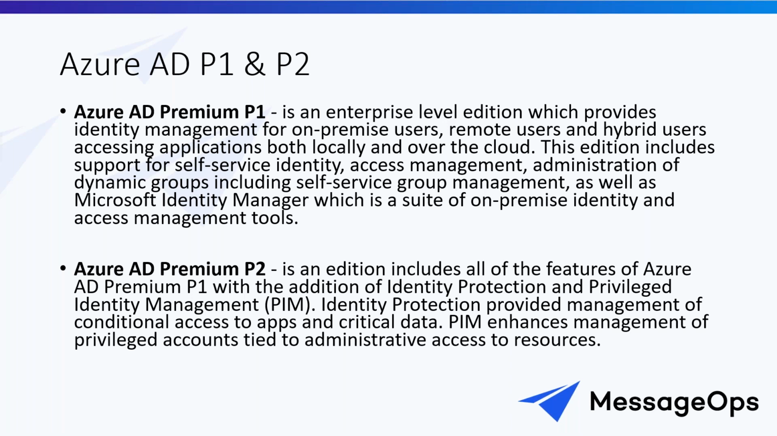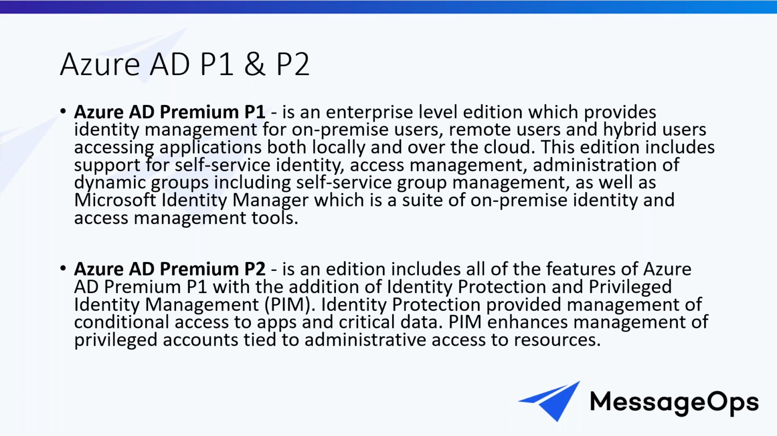Well, here you go. And this is where we're going to do the breakdown right here of Azure P1 and P2. So Azure AD Premium 1 is the enterprise level edition, which provides identity management for both on-prem users, remote users, and hybrid users, accessing applications both locally and over the cloud. This edition includes support for self-service identity, self-service password reset, essentially what that means, access management, administration of dynamic groups, including self-service group management, as well as Microsoft MIM, Microsoft Identity Manager, which is a suite of on-premise identity and access management tools. So you get that capability in P1.